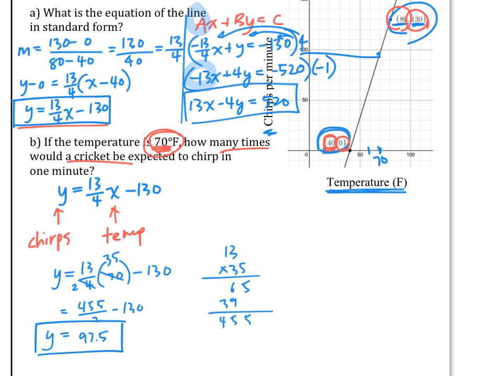So this is really the practical application of any kind of linear equation. You're using it to predict something else from that same line.